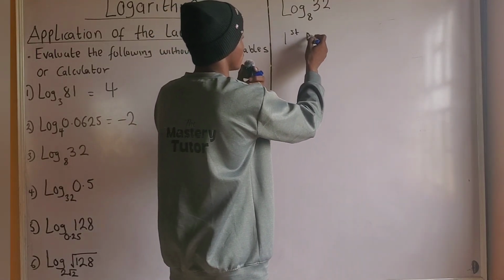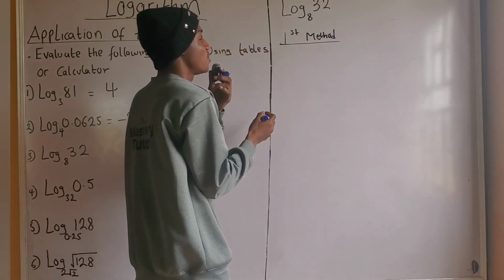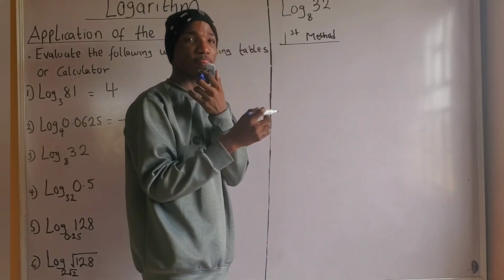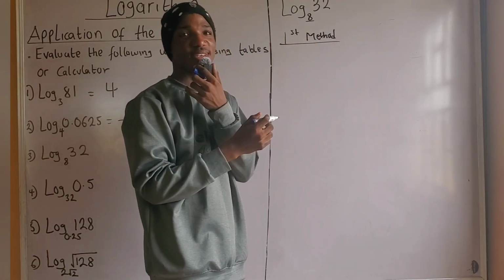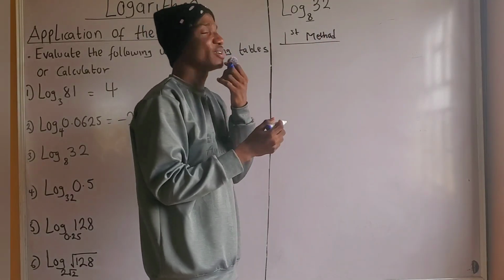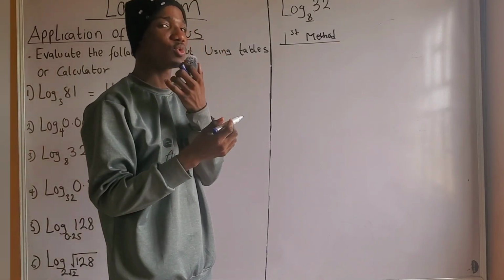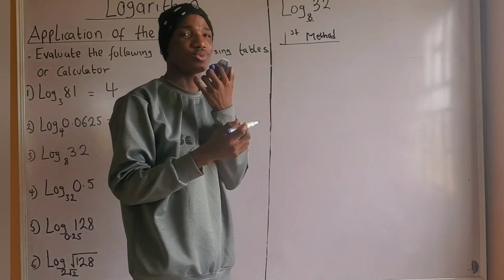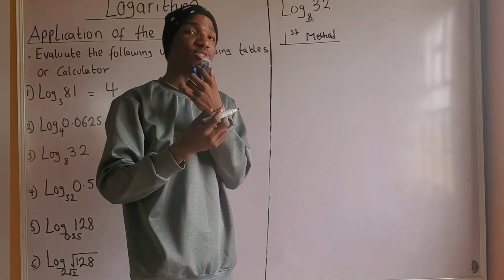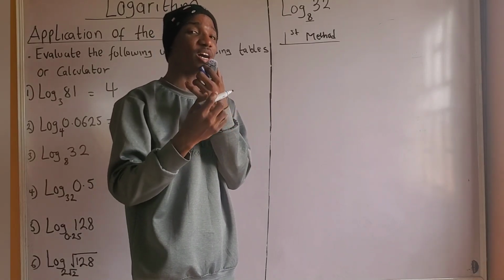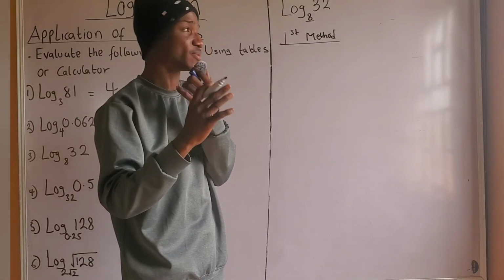Let's use the first method first. Now, we have log 32 base 8. You can see that the base here is 8. Now, what number can we raise 8 to that is going to give us 32? You can see that there is no such number. Well, if there is, it's going to be a fraction, but we are not in need of that. Are you getting it? So just pay attention and watch me.